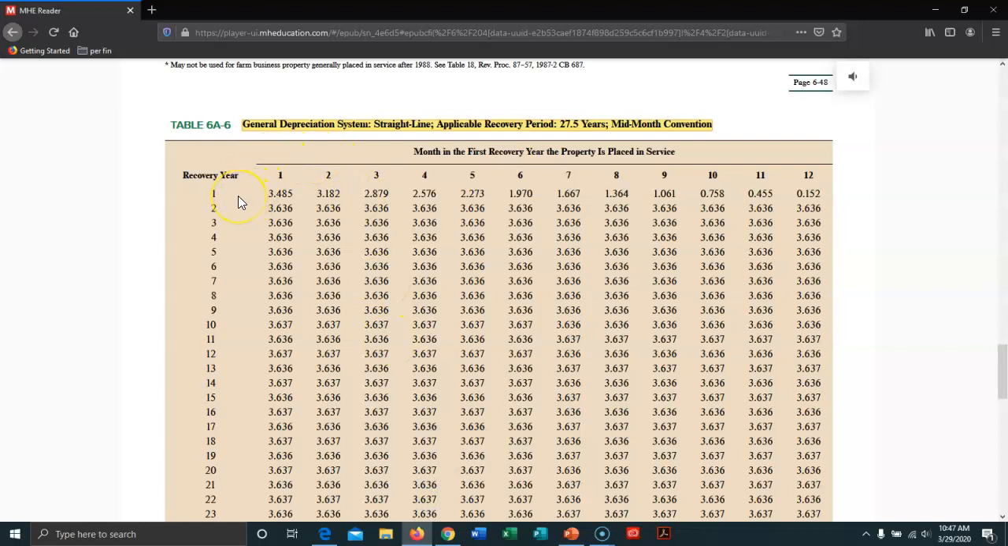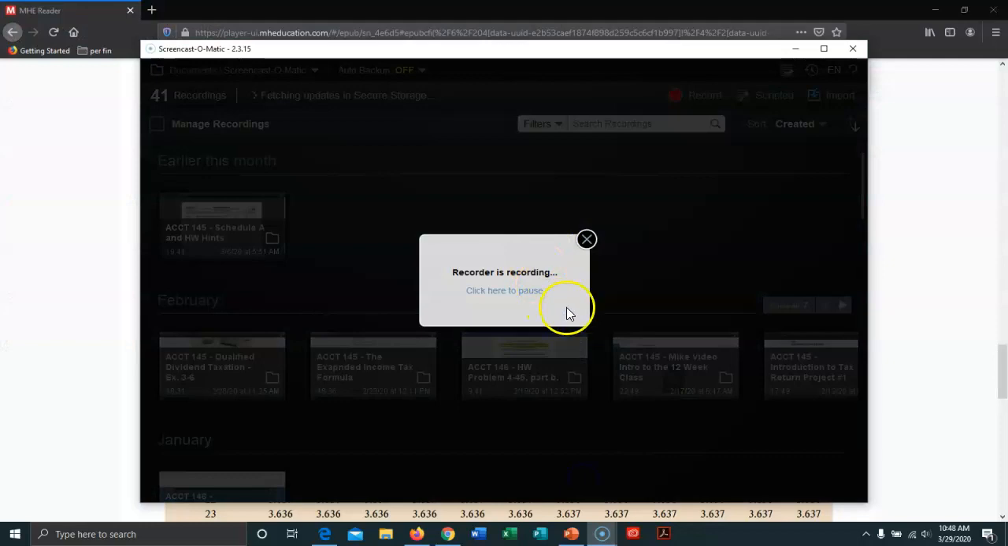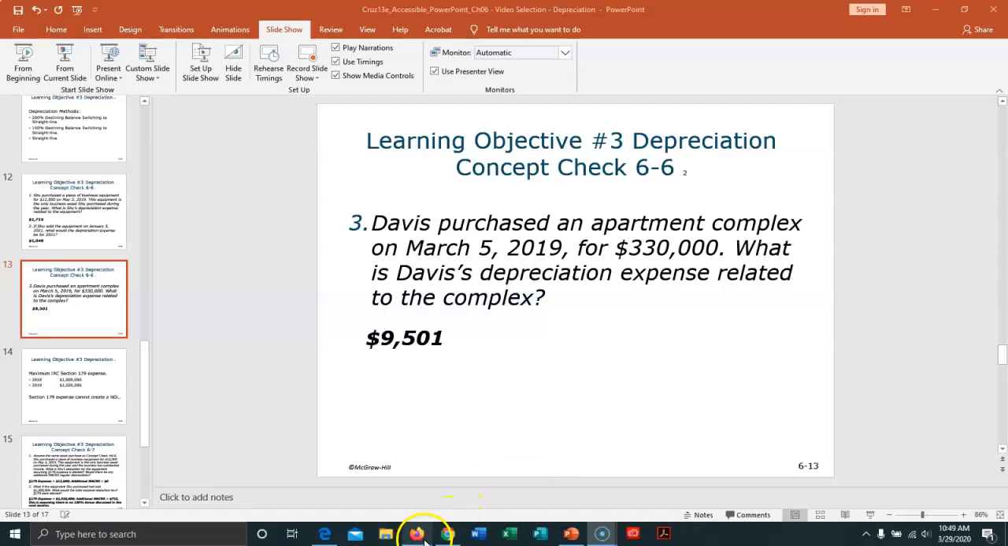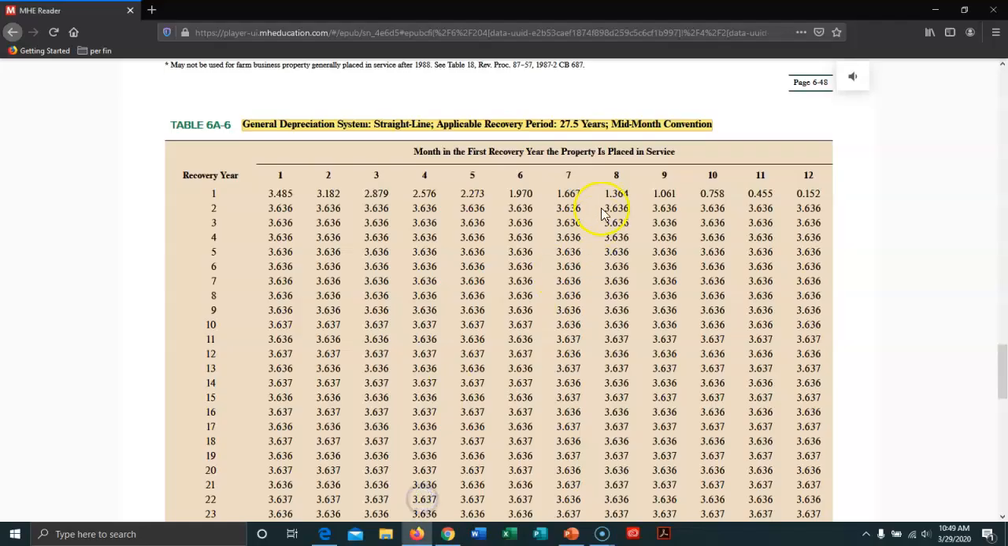What was the basis on the asset? The $330,000. What year are we dealing with? The first year, the year it was purchased. What month did we purchase it? In March. And therefore, we're going to use that percentage that's right here. Okay, so I'm going to stop the screen here in just about a second.